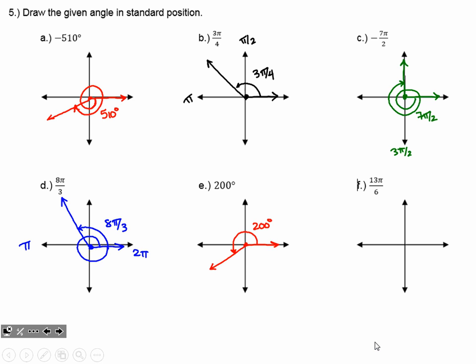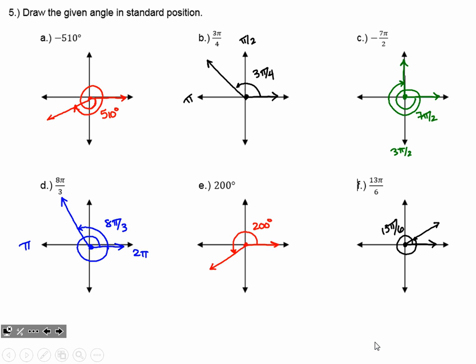So lastly here, letter F, 13 pi over 6. It's a positive radian angle. I start on the positive x-axis. Let's see, 12 pi over 6 would be 2 pi, and I'm going a pi over 6 further into quadrant 1. And I will label it as such.